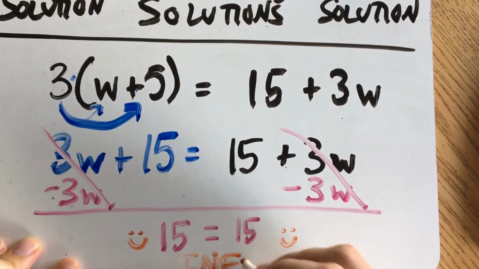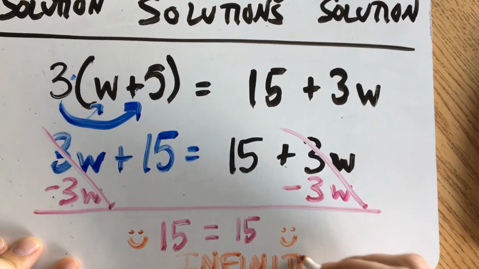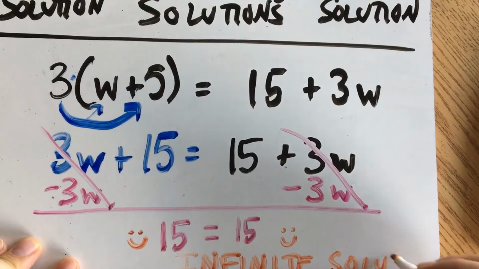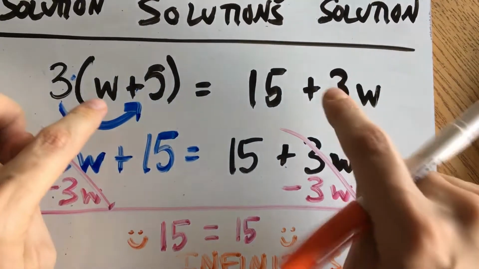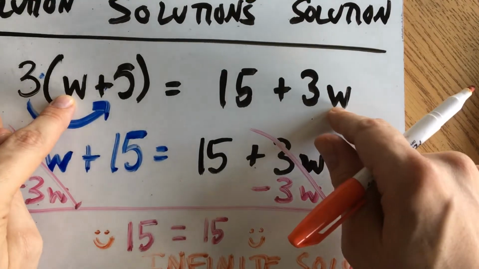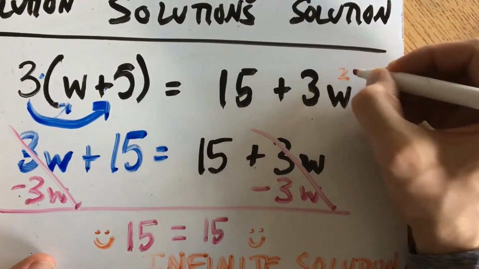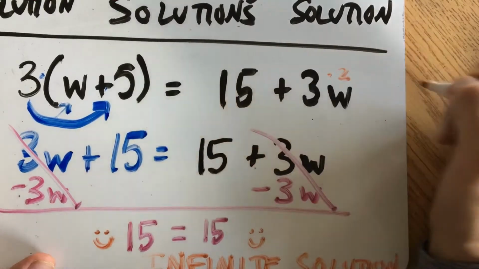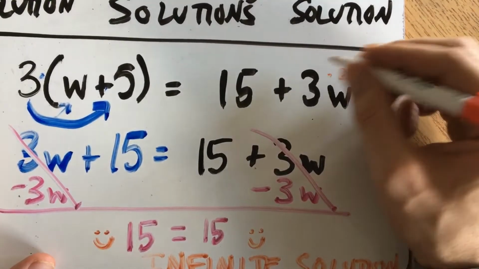Infinite solutions. This means any number you think of, you could put it in here for the W, you could work it out, and you would get the same thing on both sides, right? If I put 2 right here, I could have 3 times 2 plus 15. That would equal 6 plus 15. That would be 21.